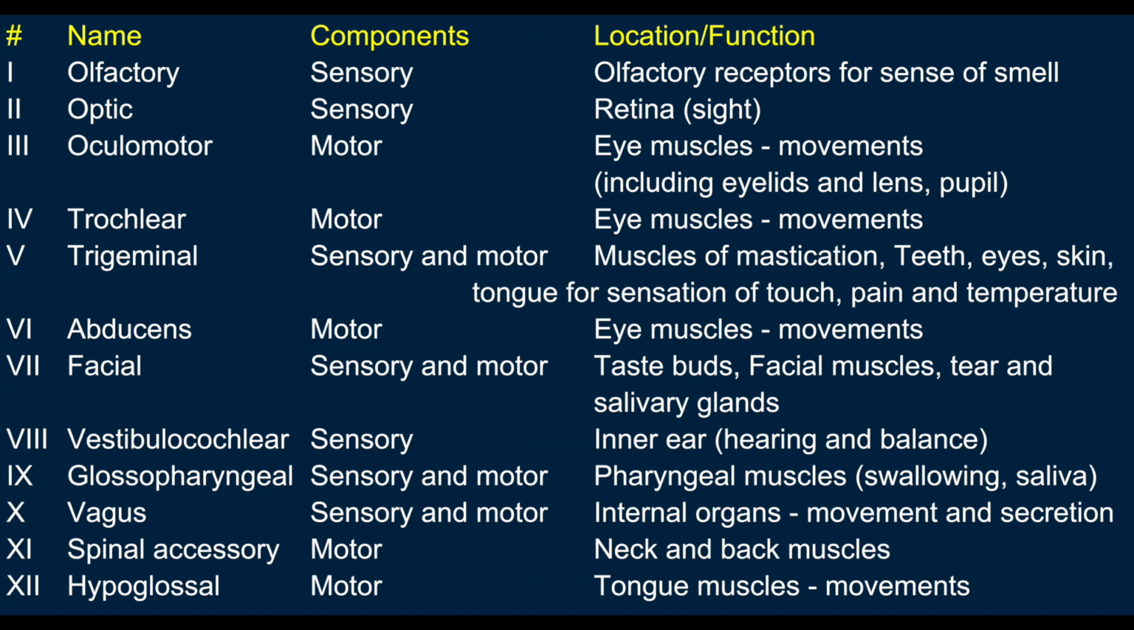Eighth nerve is vestibulocochlear, is a sensory, helps for hearing and balance in inner ear. The ninth one is glossopharyngeal, is a sensory and motor mixed. It is in pharyngeal muscles, helping for swallowing and salivation. The 10th one is vagus, sensory and motor, that is mixed, is in internal organs, helping for movement and secretions of internal organs. The 11th one is spinal accessory, that is motor. It is in neck and back muscles. And the 12th one is hypoglossal, is a motor, is in tongue muscles, helping for the movement of tongue.